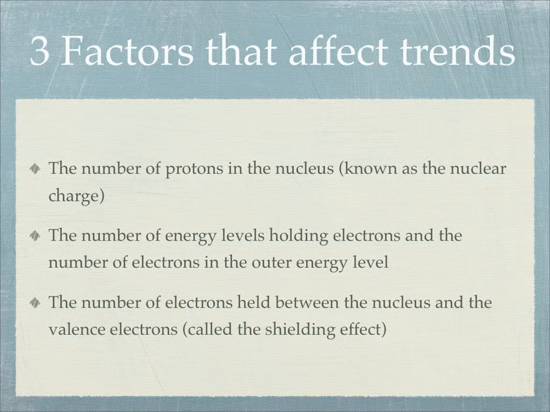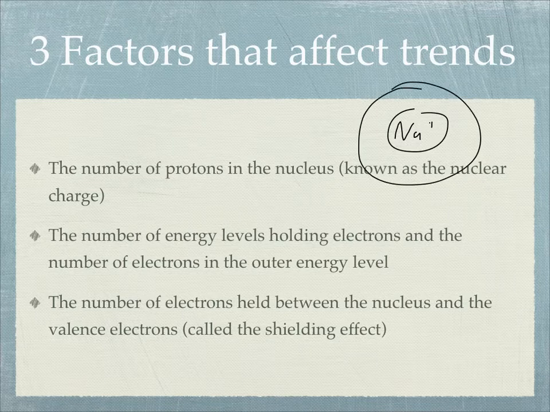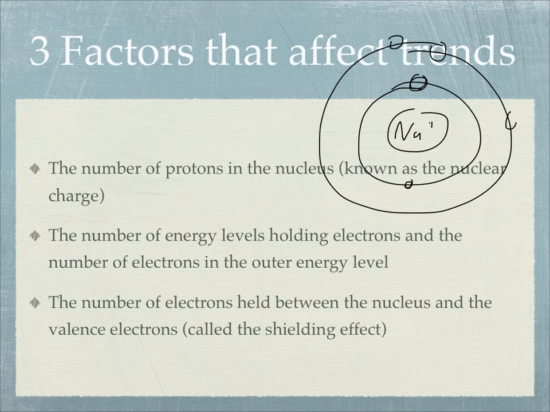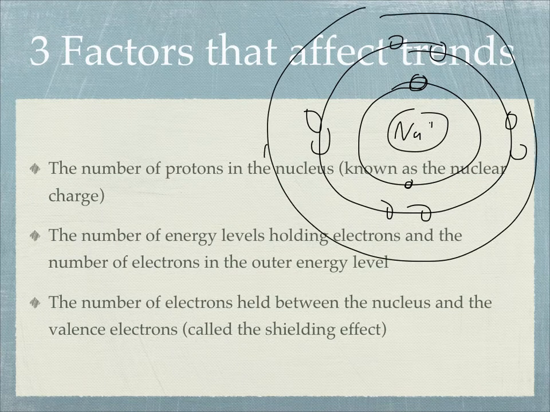The number of electrons held between the nucleus and the valence electrons is a third factor. This is known as the shielding effect. So if we talk about our valence electrons, let's say we've got sodium, and it's got 2 electrons that go in the first level, 8 that go in the second level, and then 1 more in that third level. This is the valence electron, this one right here. All of these other ones tend to shield it.